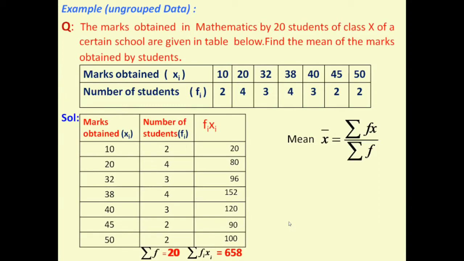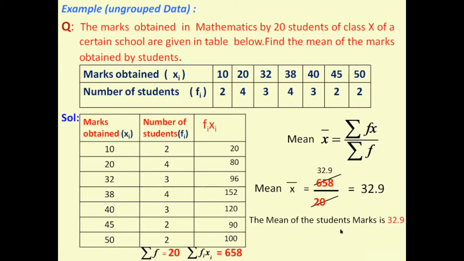The formula that we wrote in the earlier slide, we have to copy here. It is x bar is equal to sigma fx by sigma f. This is the formula to find the mean for ungrouped data. Here, in place of sigma fx we take the value 658. In place of sigma f, what to take? 20. By cancelling, what will we get? 32.9. So the answer is 32.9.